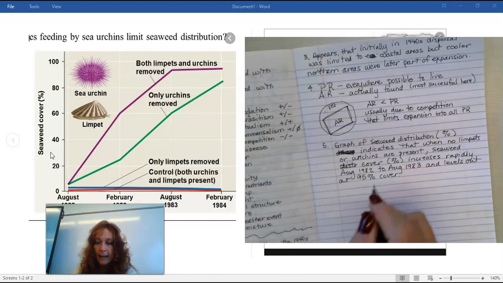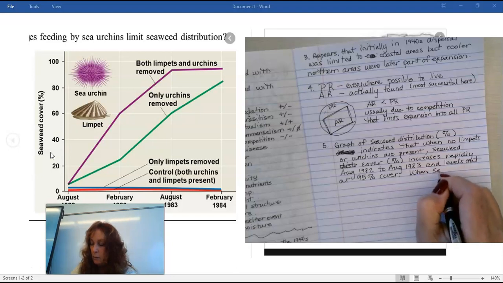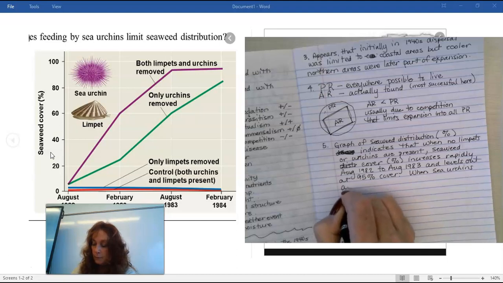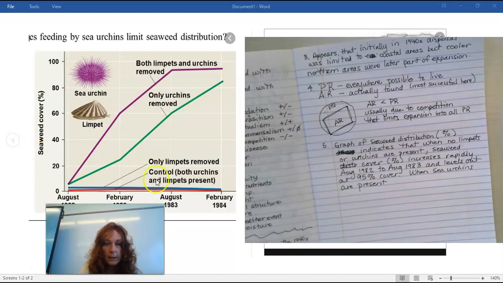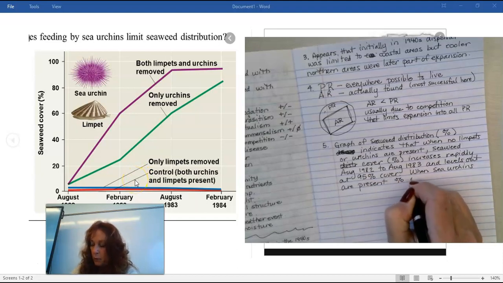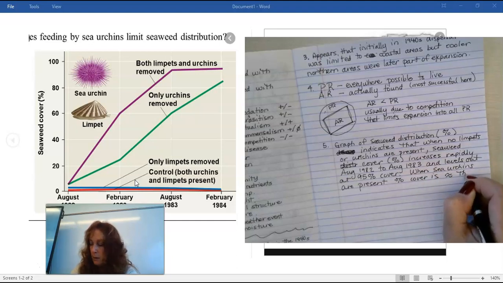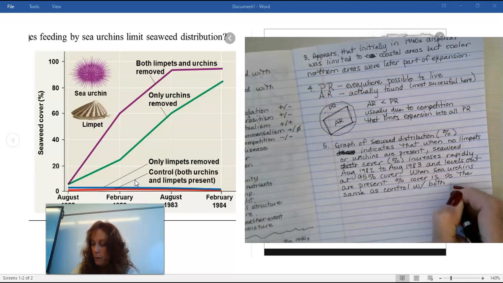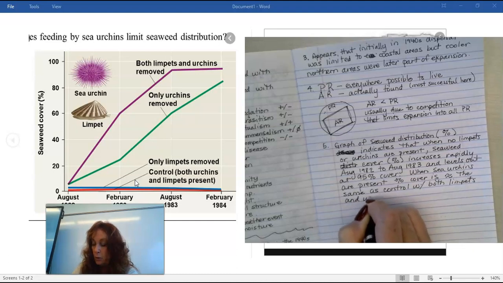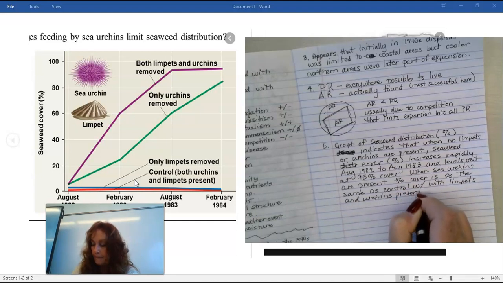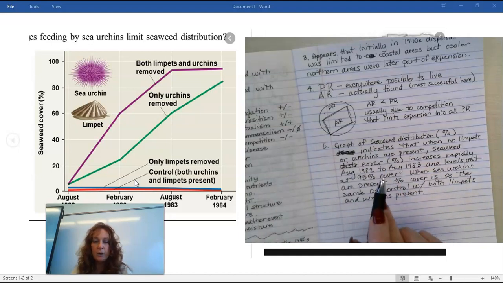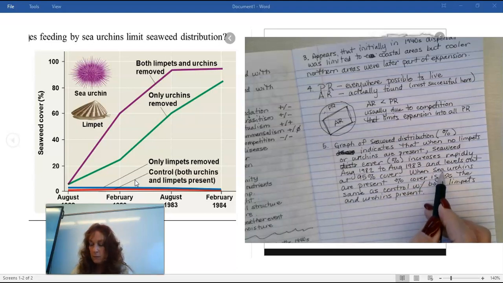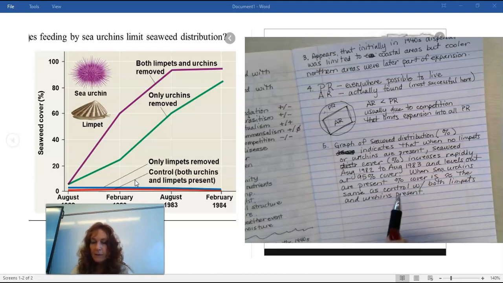Then I'm going to put that when sea urchins are present, because they're the main munchers, because I look down here and this is where they are, the limpets are removed, the sea urchins remain. The percent cover is approximately the same as the control with both limpets and urchins present. So if I stopped there, that gives the indication that the sea urchins, when they're there, everything's about the same as when the limpets and the sea urchins are there, which means the limpets don't do a whole lot.